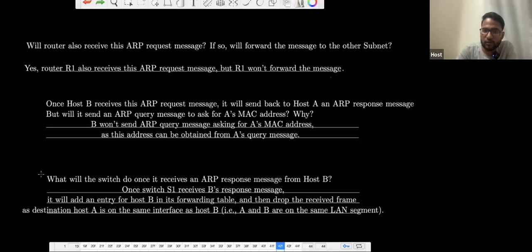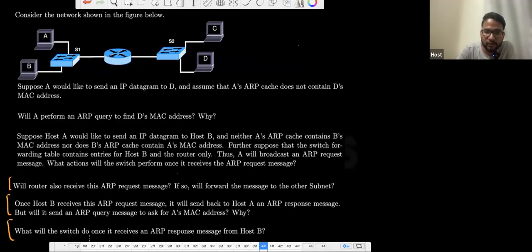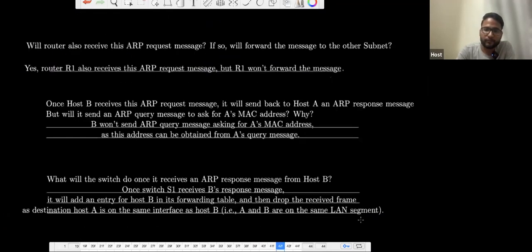Let's do this last question. What will the switch do when it receives the ARP response message from host B? It will just forward it to A, right? Once switch S1 receives B's response message, it will add an entry for host B in its forwarding table, and then drop the received frame as the destination host is on the same interface as host B.